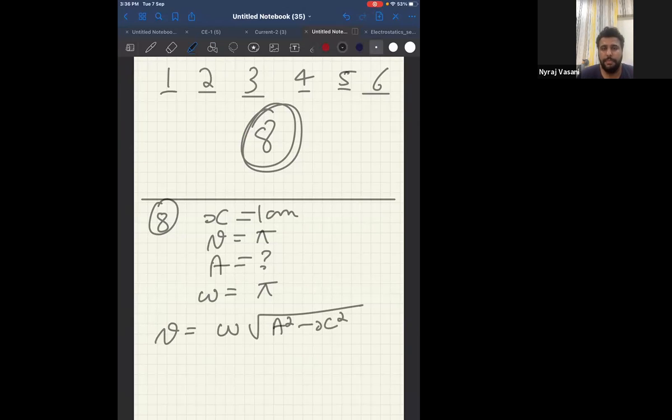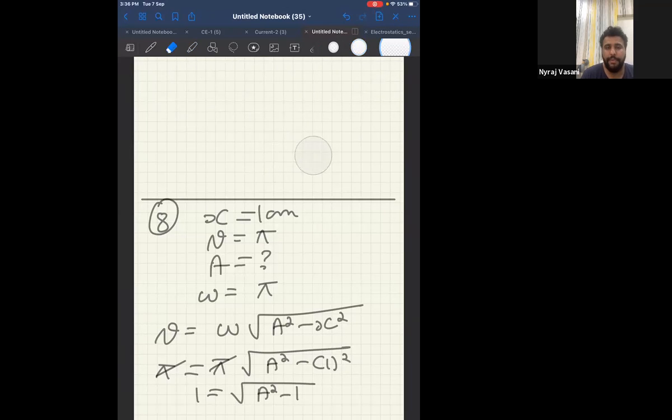Correct, this is my formula. Now v is given as pi, omega is given as pi, square root of a square minus x square is 1 square. Therefore, can I say pi and pi will cancel? Therefore, 1 equal to square root of a square minus 1.